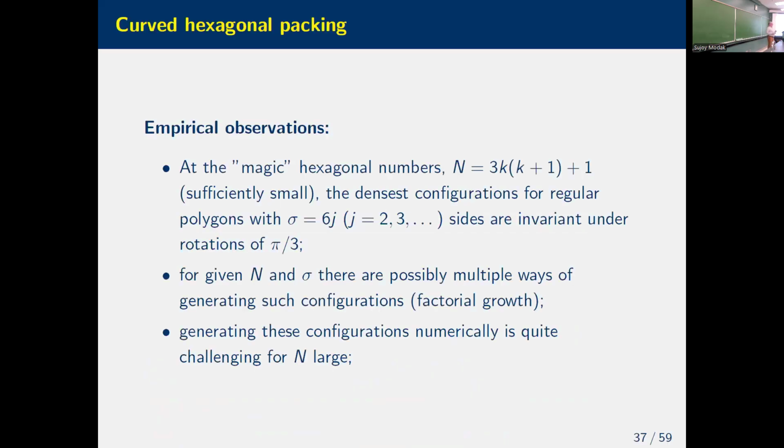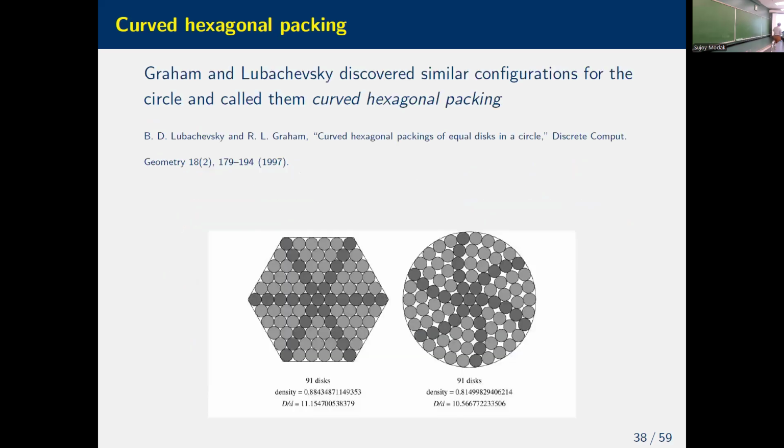So now I want to come to the most aesthetically pleasing part of the talk, which is about polyhexagonal packing. A long time ago, in 1997, Graham and Lubachevsky discovered that in the circle you can have very nice configurations, which we call polyhexagonal packings, that are a modification of the perfect hexagonal packing in the hexagon. For the same number of particles in the circle, at these magic numbers, you find something that is a modification of the hexagonal packing, and is maximal up to this number of disks. So this is the best solution up to 91 disks in the circle.